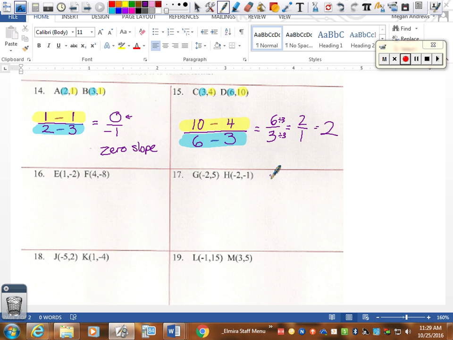Okay, so I highly encourage you to color code to help you put the numbers in the correct place in the formula.